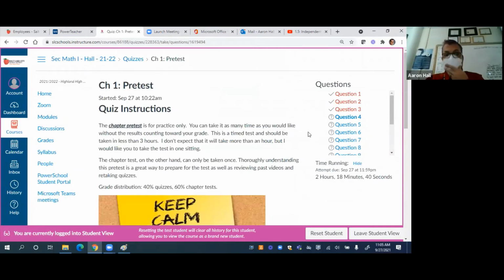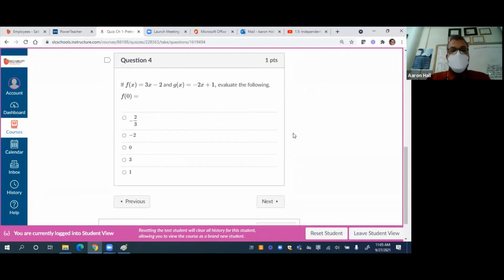Let's look at the next problem, number 4. So we have the same setup. We have f of x equals 3x minus 2, and we have g of x equals negative 2x plus 1, and it says evaluate the following, f of 0. Aiden, how do I do this one?